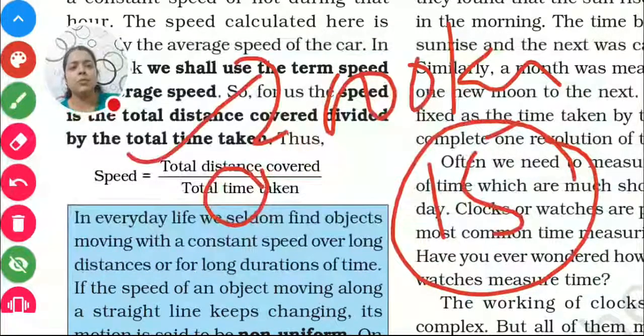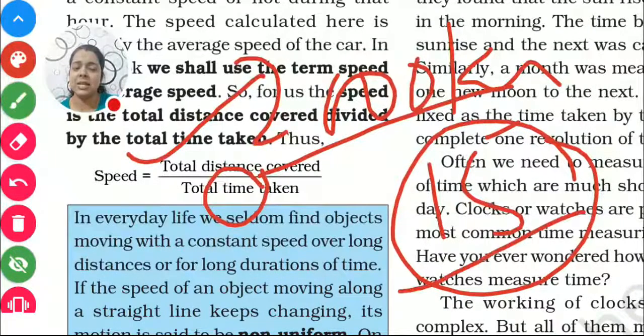So first you take the train, the total distance and the total time. Then you take the car, the total distance and the total time. Again the plane, the total distance and the total time. It should be divided, and finally you will get the speed of each one. And how do we measure the speed?